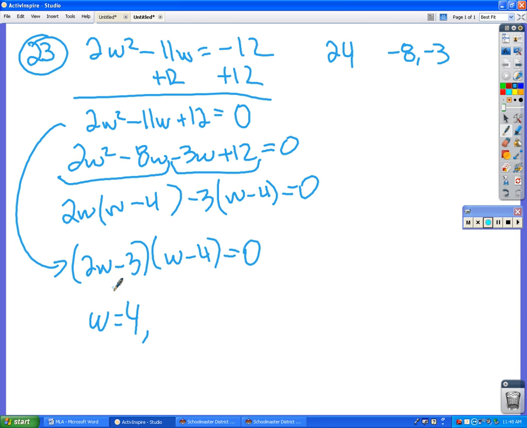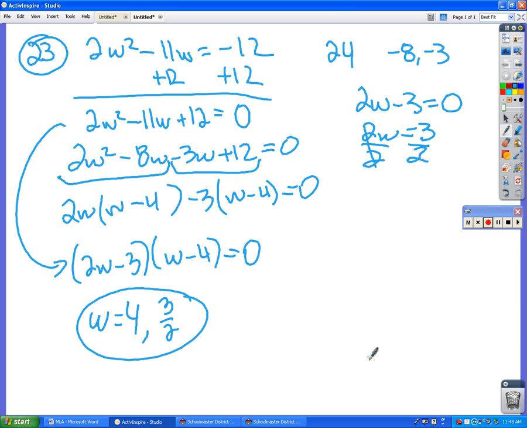This is a little bit trickier to figure out, so I'm going to write that equation off to the side and solve it the old-fashioned way. I need 2w minus 3 to equal 0, so the first thing I do to solve that is to add 3 to both sides. So 2w equals 3, and then I divide by 2, so you're backwards there, Nate. The answer is not 2/3, it's 3/2. So my two different choices for w are either 4 or 3/2. Okay?